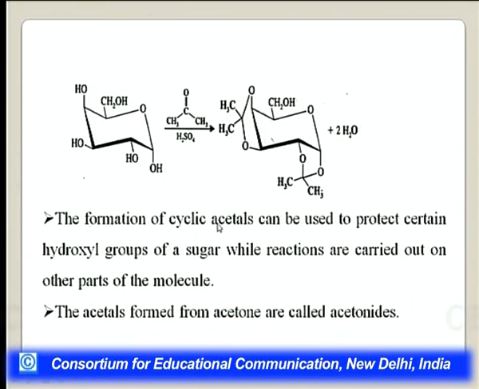The formation of cyclic acetals can be used to protect certain hydroxyl groups of a sugar while reactions are carried out on other parts of the molecule. So we can protect these groups. If we don't want a reaction of these hydroxyl groups, first we need to make these cyclic acetals by reaction with acetone and sulfuric acid. These acetals formed from acetone are called acetonides.